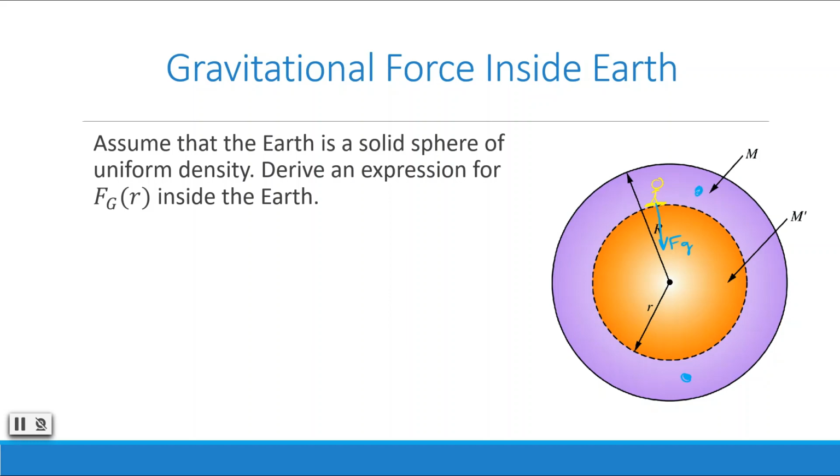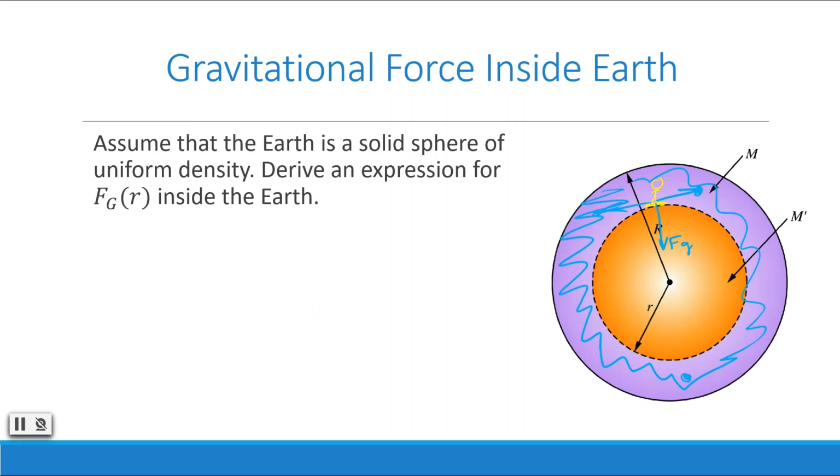If I picture this little mass right here, it's pulling me in a different direction. And this mass is pulling me in a different direction. And amazingly enough, the equivalent of all of this mass that is outside your radius, those gravitational forces completely cancel themselves out. So we only need to worry about the mass that is inside of the radius r.